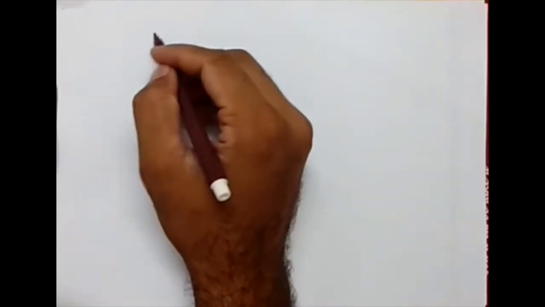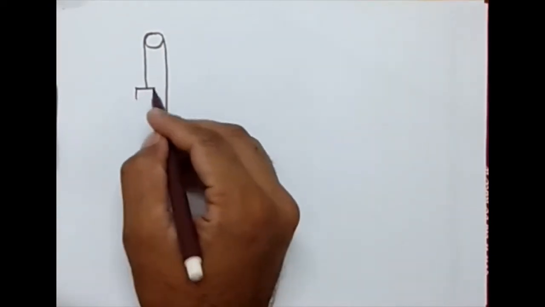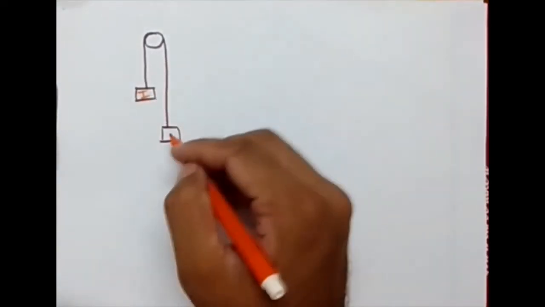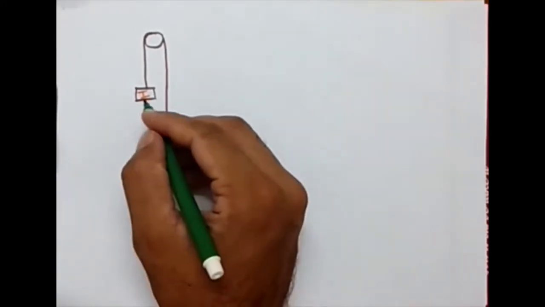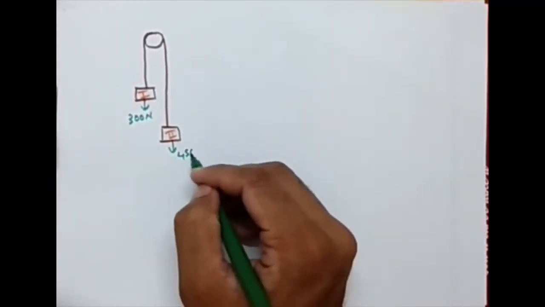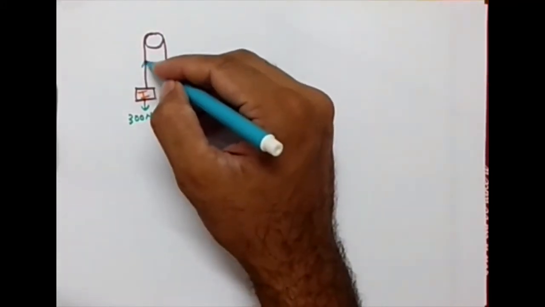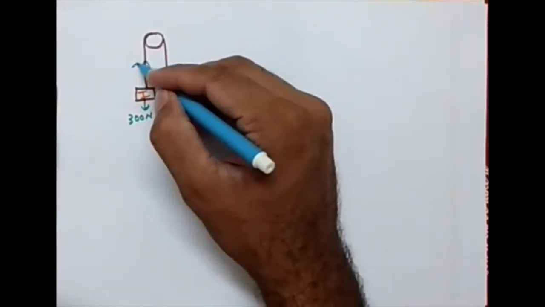What is given in the problem is that we are having a pulley and there are two blocks connected to it. I'm calling this block 1 and this block 2. One block has a weight of 300 Newton, the other has a weight of 450 Newton. And as these blocks are connected using a frictionless pulley, the tension in the cable will be the same on both sides, and I am calling it T.